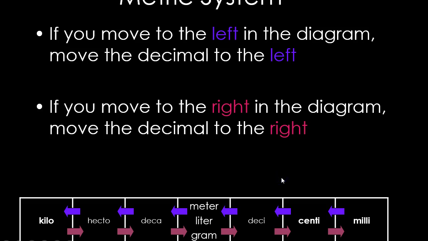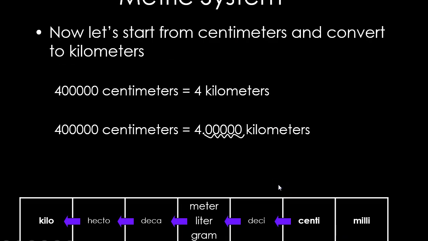Super easy. Alright, so if you move to the left in the diagram, you move the decimal to the left. If you move to the right in the diagram, you move the decimal to the right. Simple, simple, simple. Alright, so if you start from centimeters and convert to kilometers, again, I'm just counting how many spaces I'm moving. So I'm moving my decimal 1, 2, 3, 4, 5 spots. So that gives me 4 kilometers.